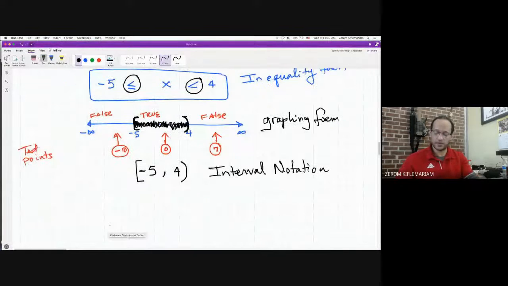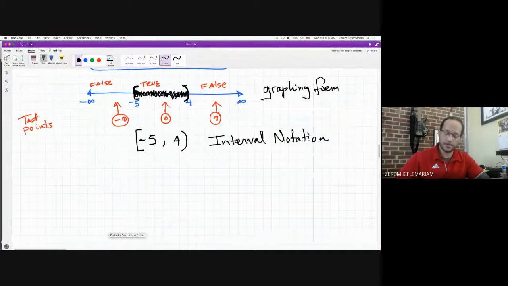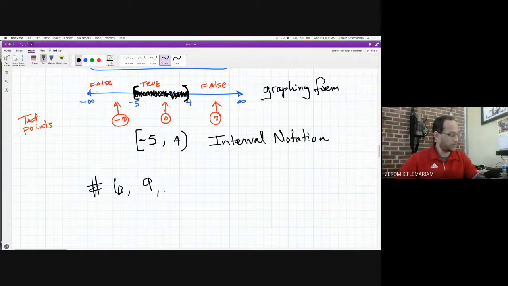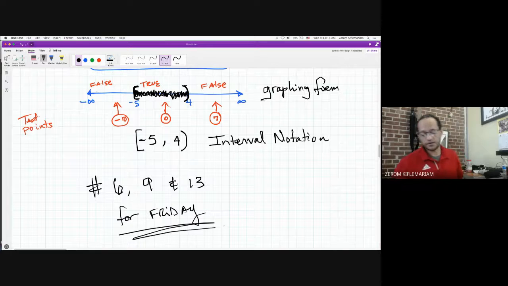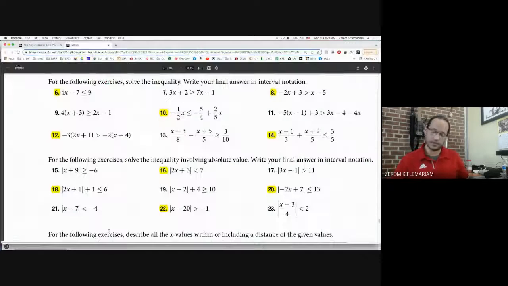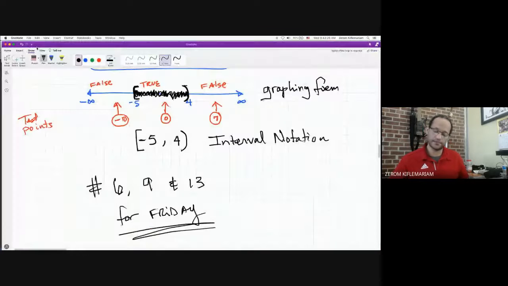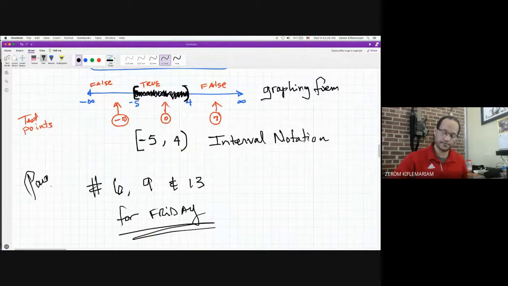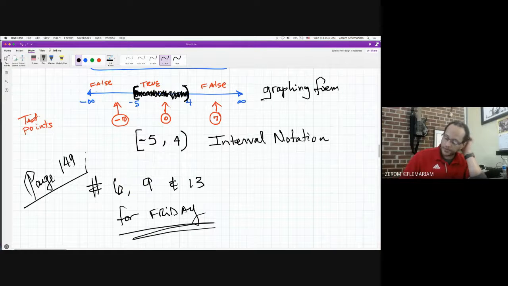So the assignment is going to be numbers 6, 9, and 13. What was that page? Page 149. Yep. Page 149, only numbers 6, 9, and 13 are due for Friday.